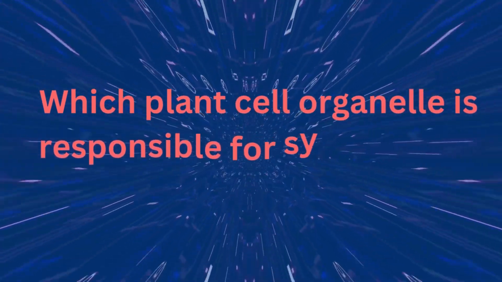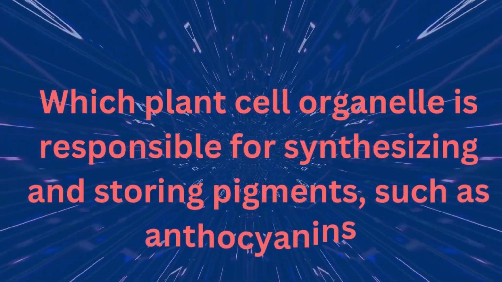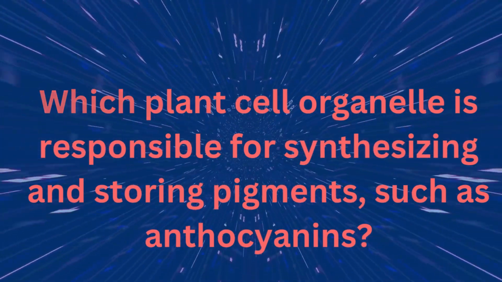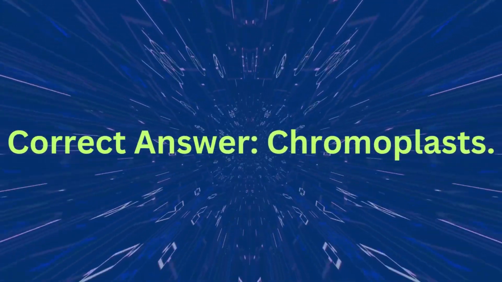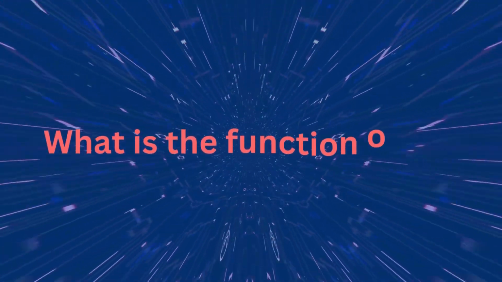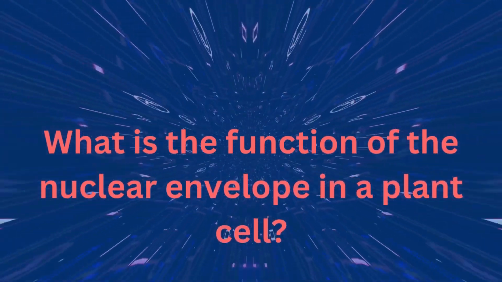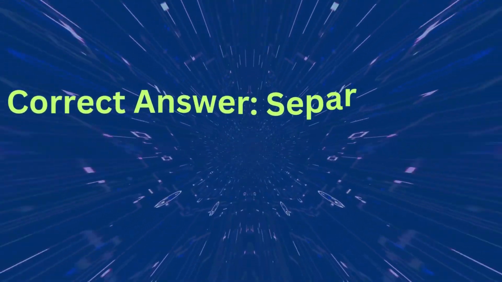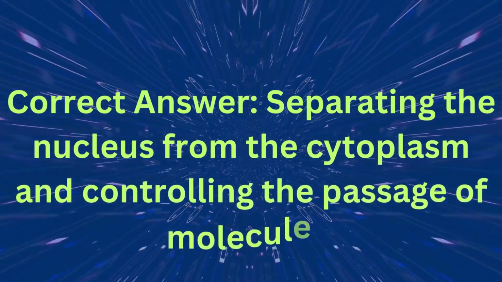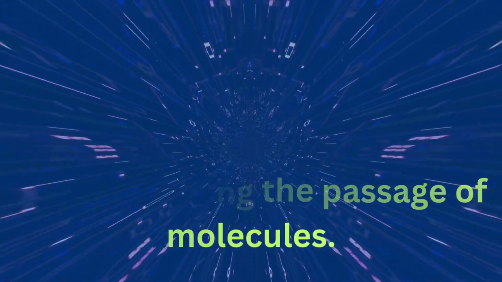25. Which plant cell organelle is responsible for synthesizing and storing pigments, such as anthocyanins? Correct answer, chromoplasts. 26. What is the function of the nuclear envelope in a plant cell? Correct answer, separating the nucleus from the cytoplasm and controlling the passage of molecules.